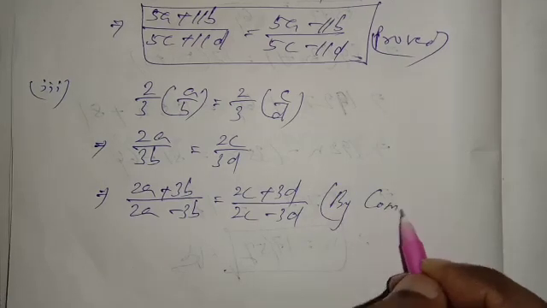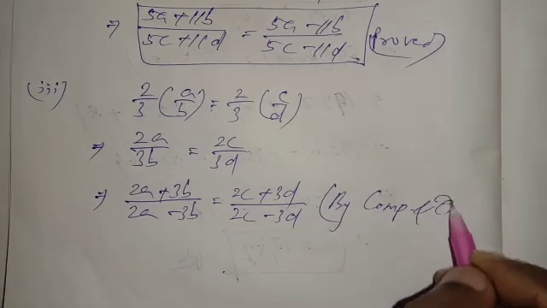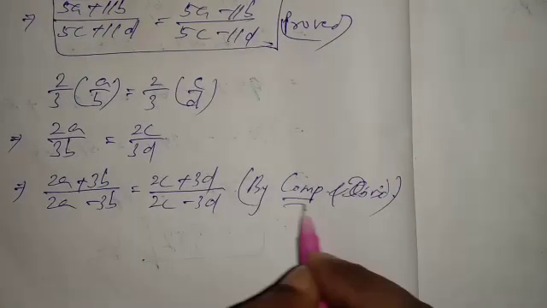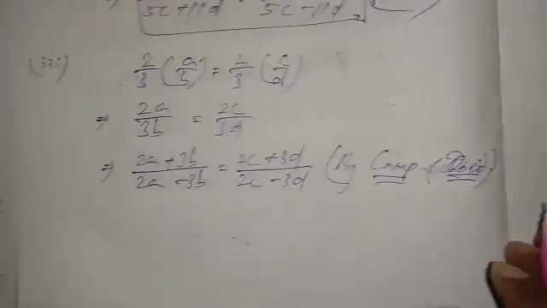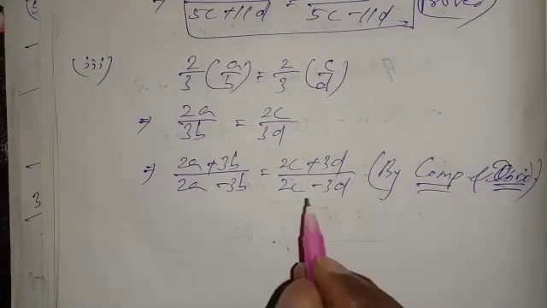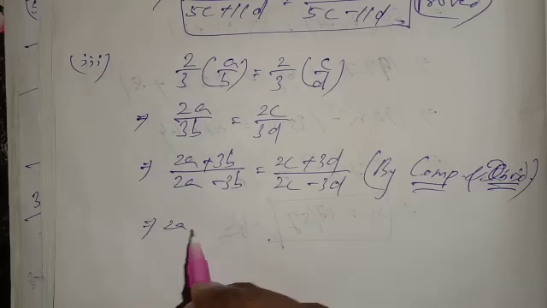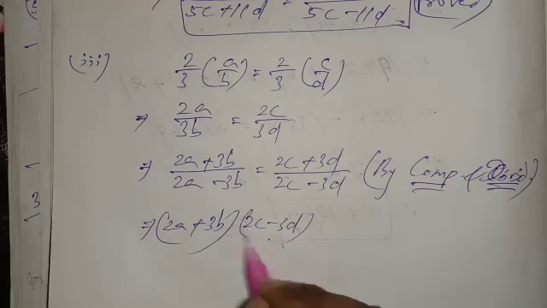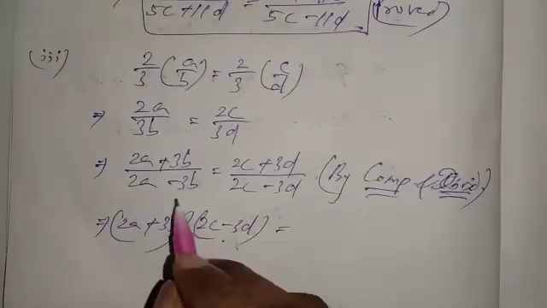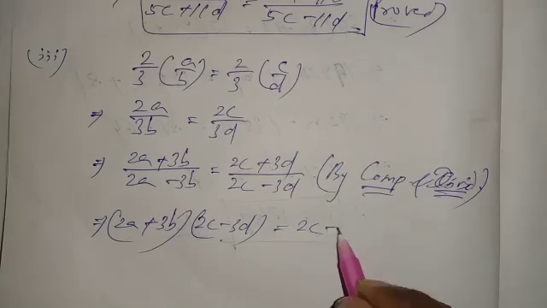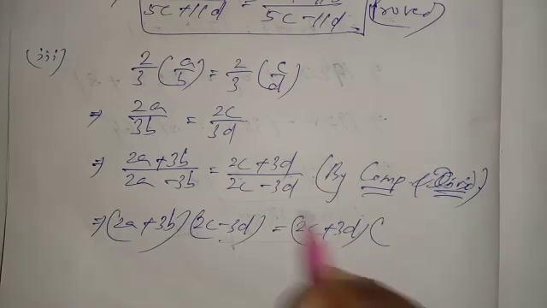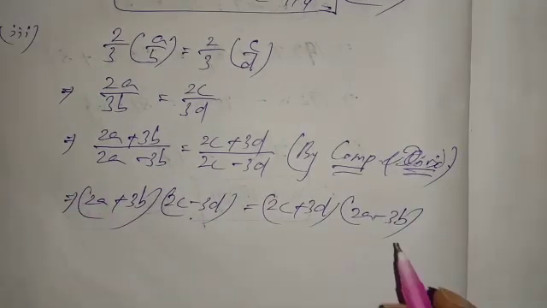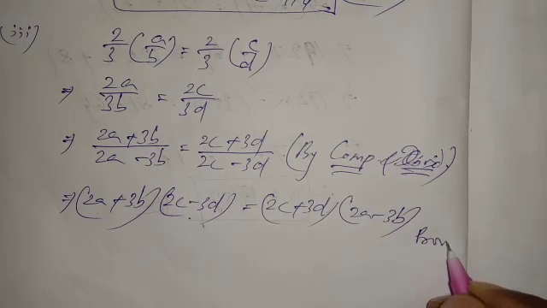By using componendo and dividendo. Componendo means plus, dividendo means minus. Now by cross multiplication, just see, (2a plus 3b) whole into (2c minus 3d) equal to (2c plus 3d) whole into (2a minus 3b), and that you have to prove. In this way, question of third part also proved.